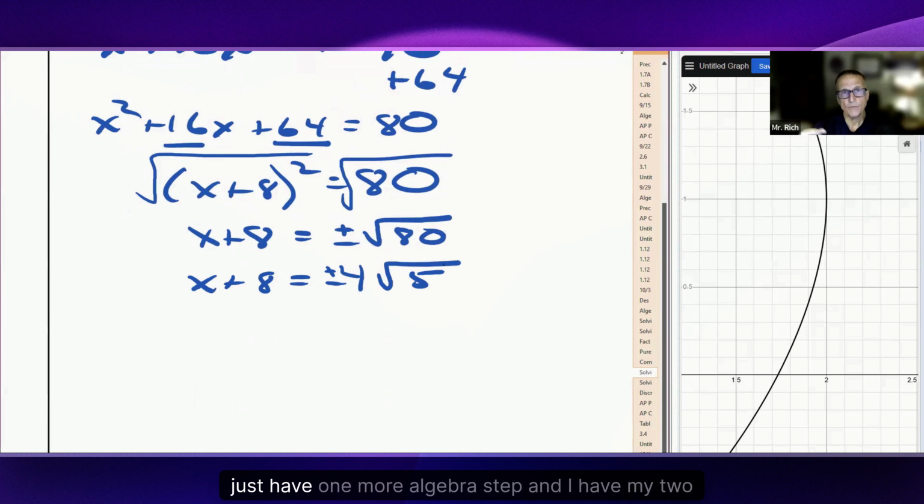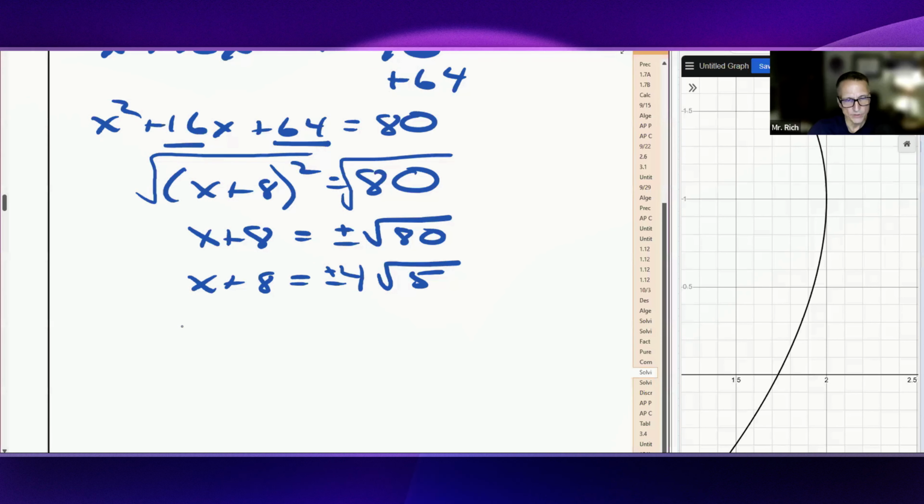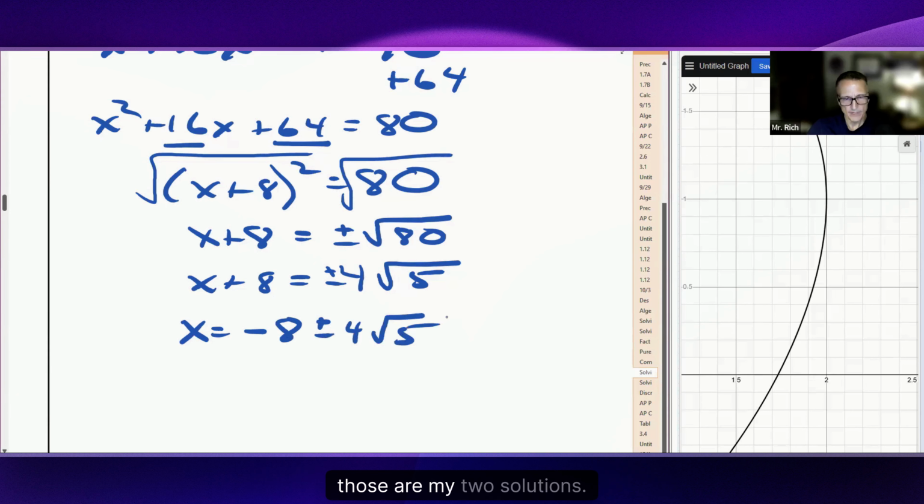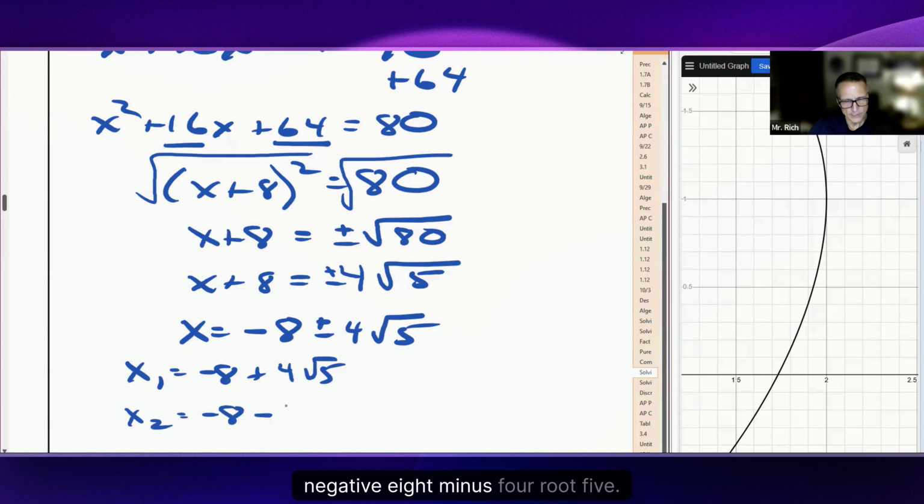And now I just have one more algebra step and I have my two solutions. I'm going to subtract 8 on both sides, and those are my two solutions. That would mean that solution number 1 is -8 plus 4 root 5. Solution number 2, -8 minus 4 root 5.